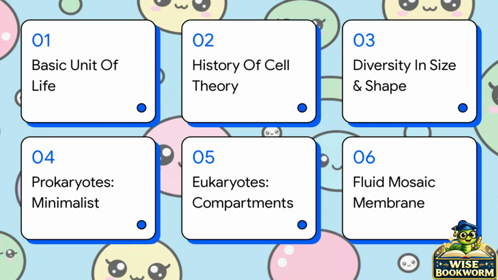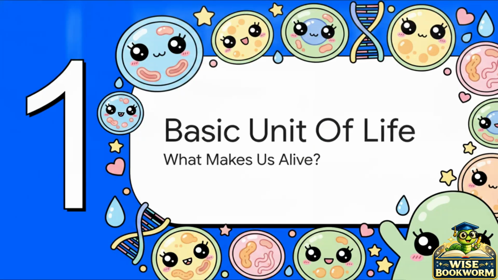Here's our microscopic itinerary for today. We'll start with the basic unit of life, then look at the history of cell theory, explore the wild diversity in size and shape, check out minimalist prokaryotes, dive into compartmentalized eukaryotes, and finally, wrap up with the fluid mosaic membrane.